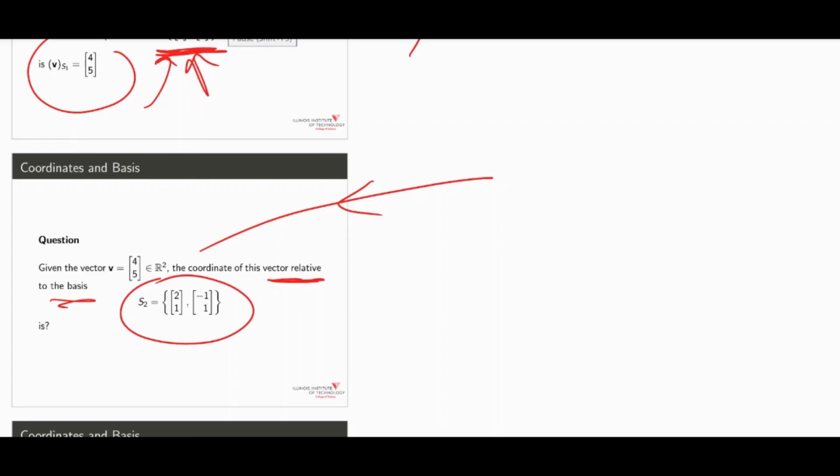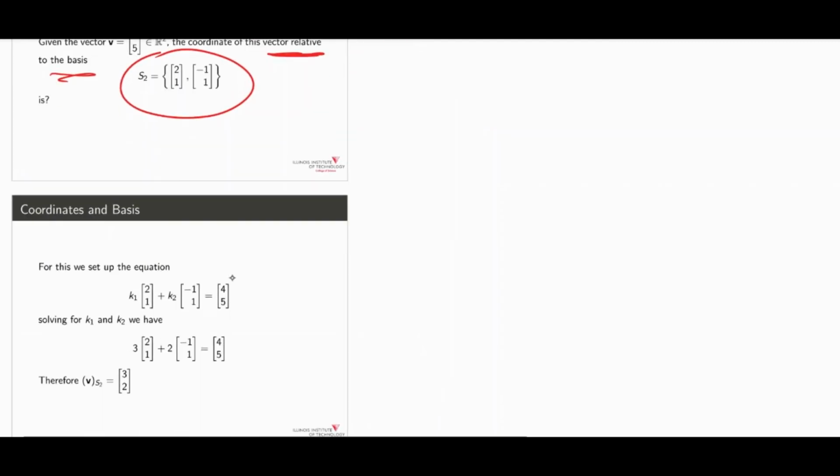Okay, how do you answer these questions? Again, as I said, you don't have to do anything, just follow the definition. So we want to write 4, 5 as a linear combination of 2, 1 and 1, negative 1. We want to find K1, K2. This K1, K2 will be the coordinates of this vector relative to the basis.